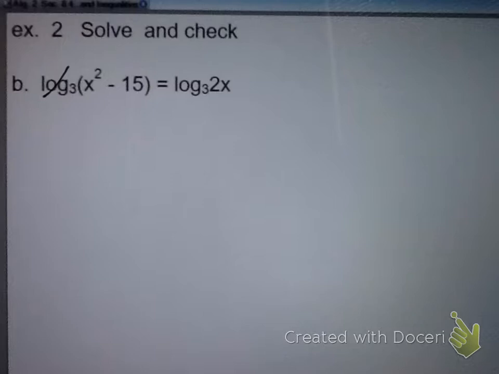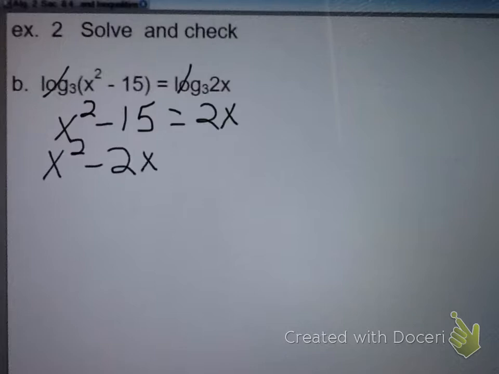Example 3, the logs go away. Because if you have a log base whatever on one side equal to a log with the same base on the right side, the logs go away. So we just get x squared minus 15 is equal to 2x. We're going to put this equal to 0. And then we're going to factor.